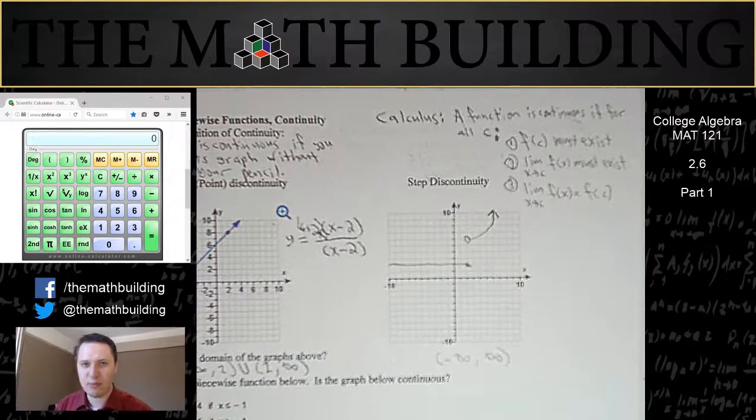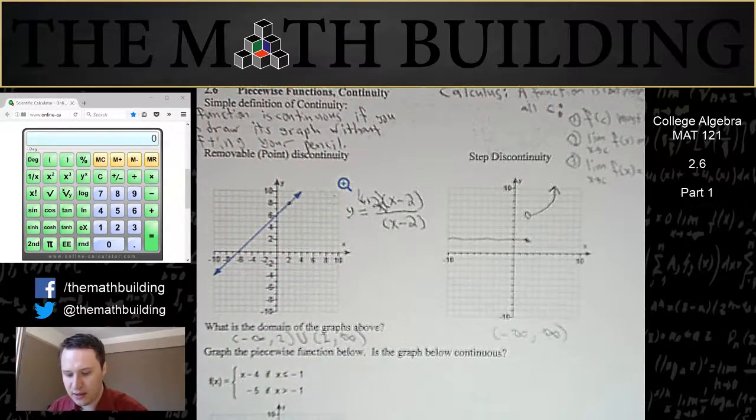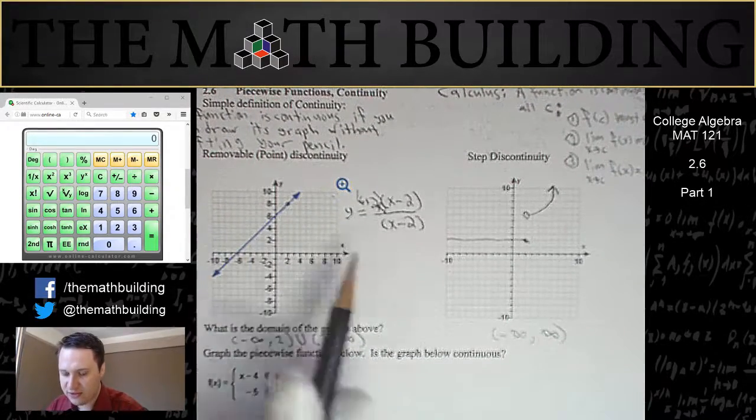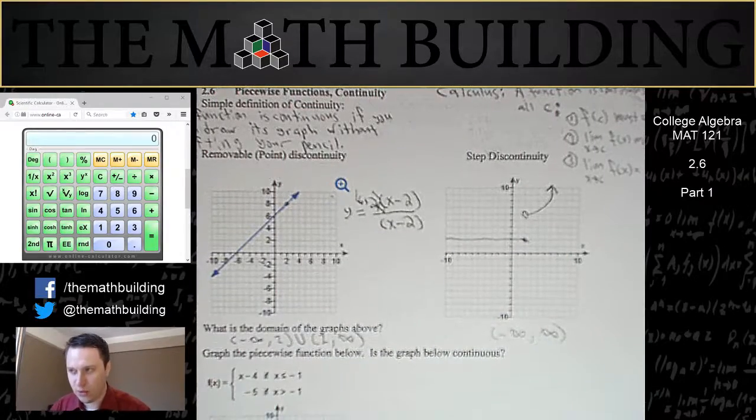So don't mix up domain and continuity. Those are two different concepts. The domain is simply for what values of x does there exist graph. And on this one, it's everything. On this one, we had a hole.